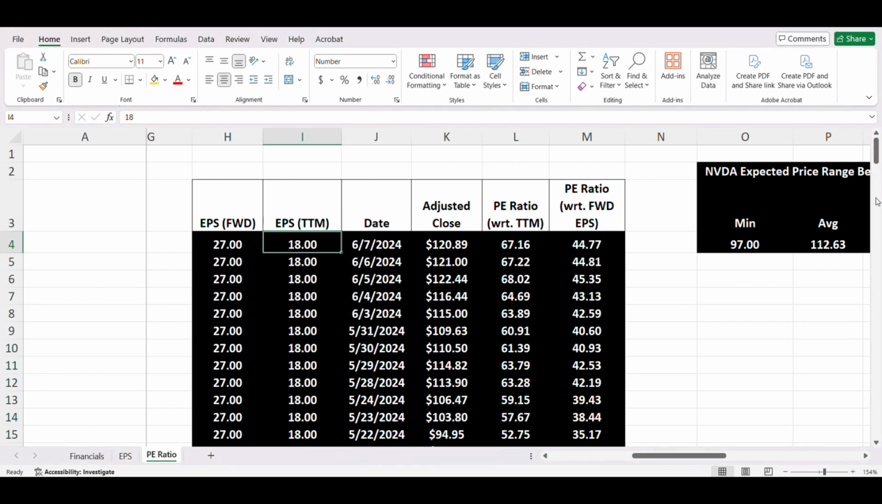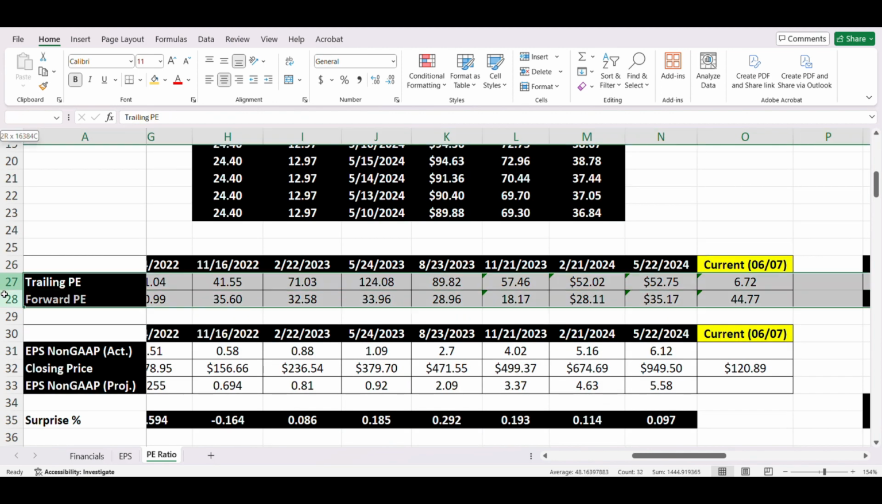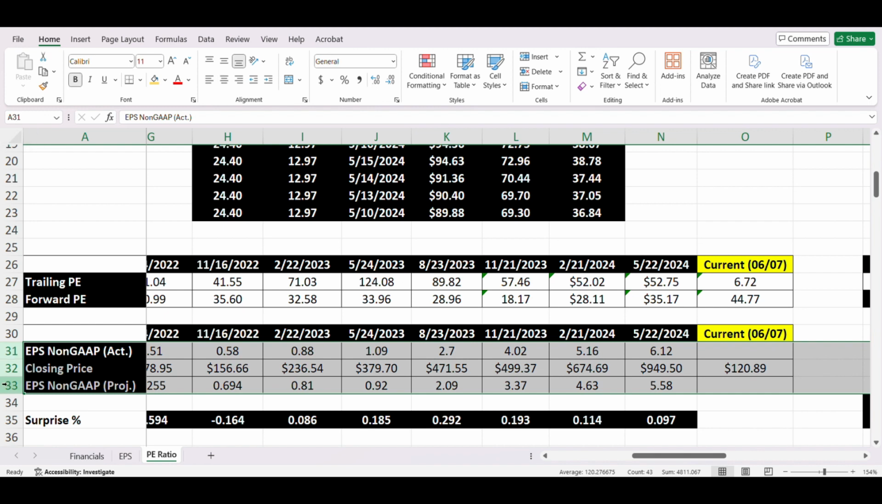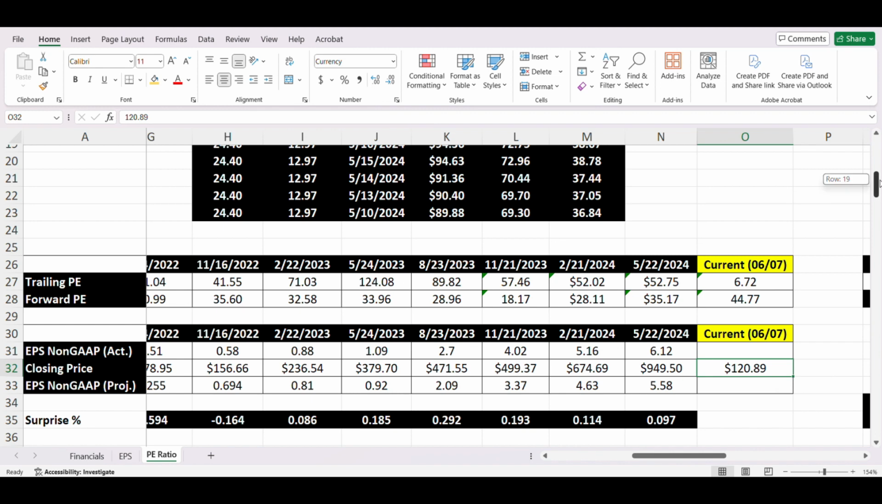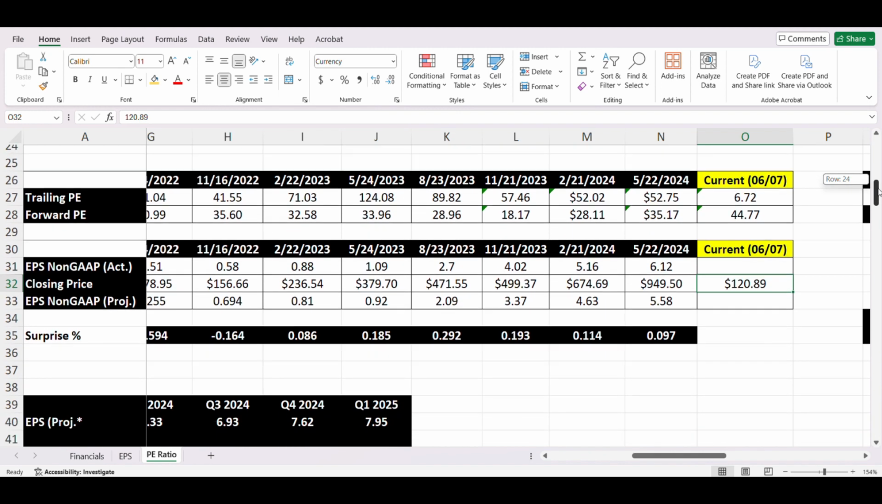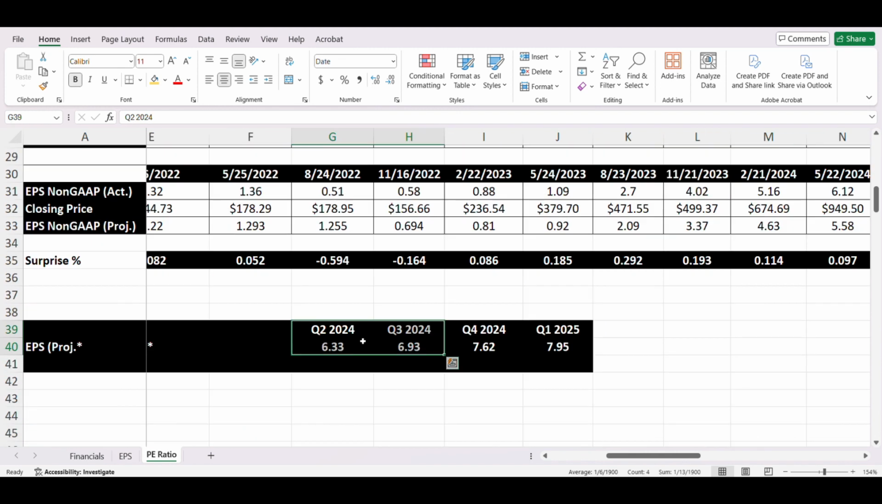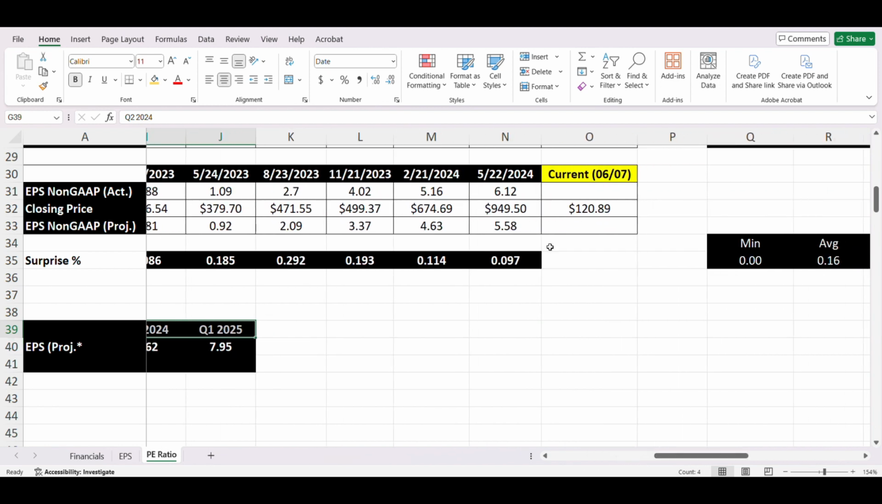And I also have this table. This has trailing PE and the forward PE for the last 12 quarters. And also I have the latest forward PE with respect to today's closing price. And I also have the third table. This has EPS actual and EPS projections for the last 12 quarters and also the closing price as of this Friday. And I also have another table that has the earning projections for the next 4 quarters.